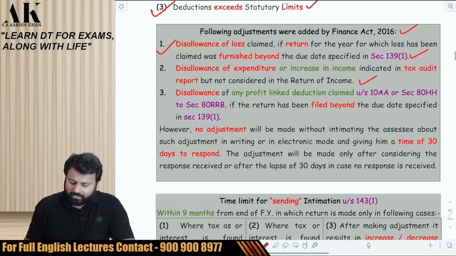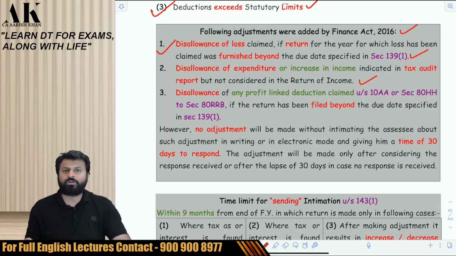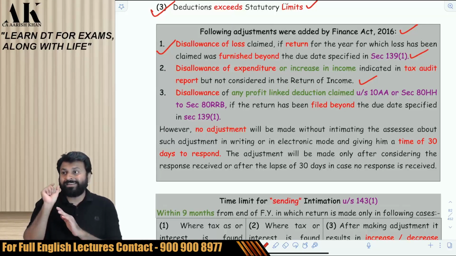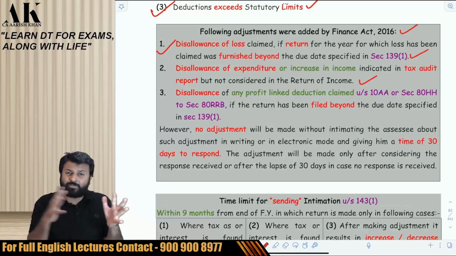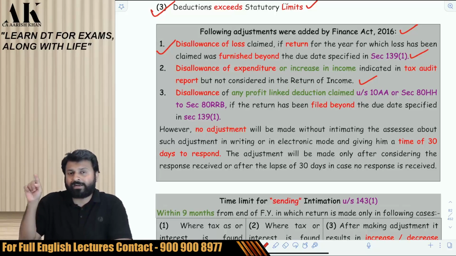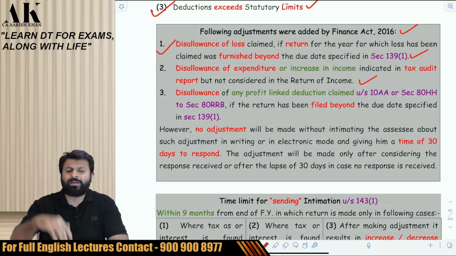Next, suppose there is a disallowance of an expenditure in the tax audit, or there is an increase of income in the tax audit report. In the tax audit report, there is a disallowance which is reported by the CA, or there is an income which is reported by the CA, which you have not reflected in your ITR. So the software will match both of them and will add back the expenditure. Because in your tax audit report, that expenditure should have been disallowed, but in the ITR, you have not done that. So the software will pick up and add back that.